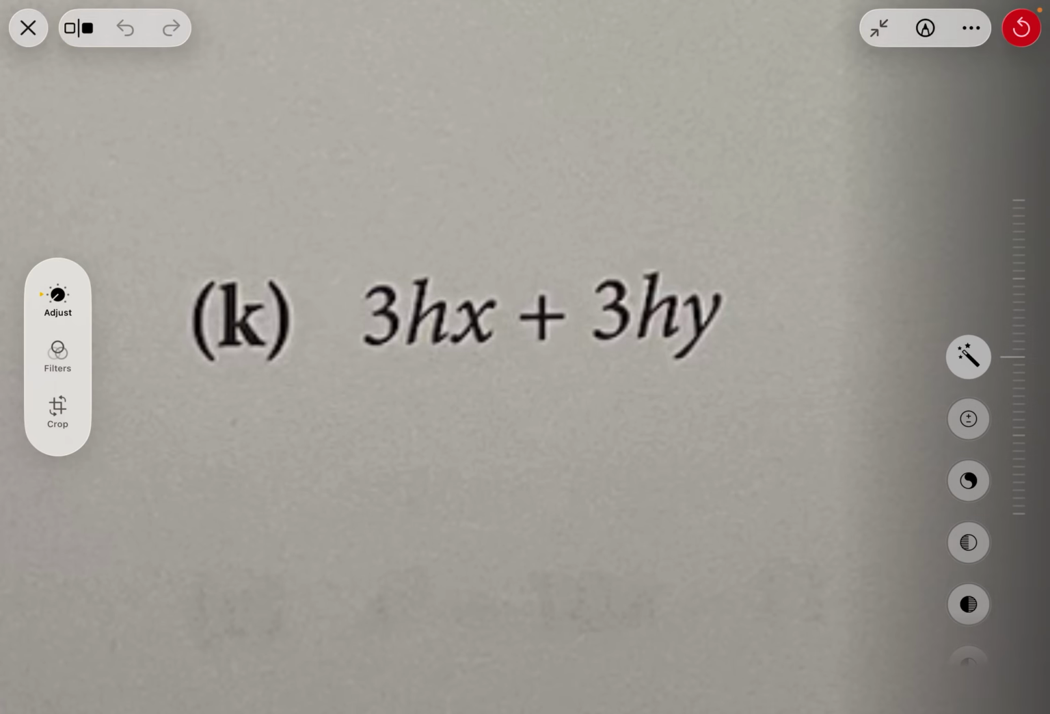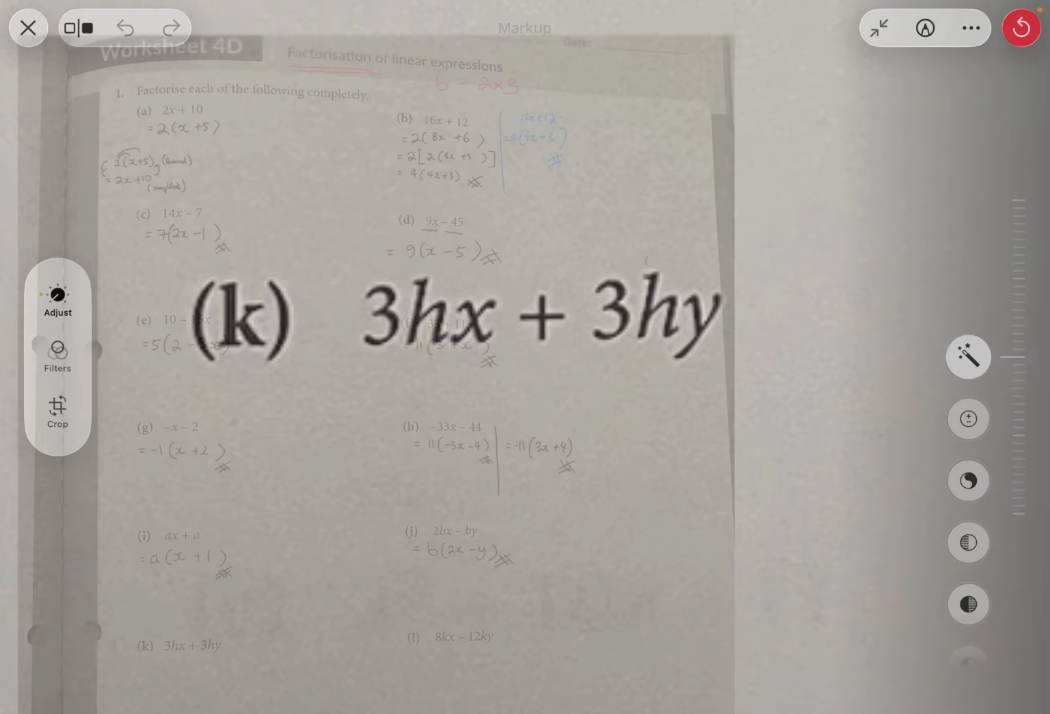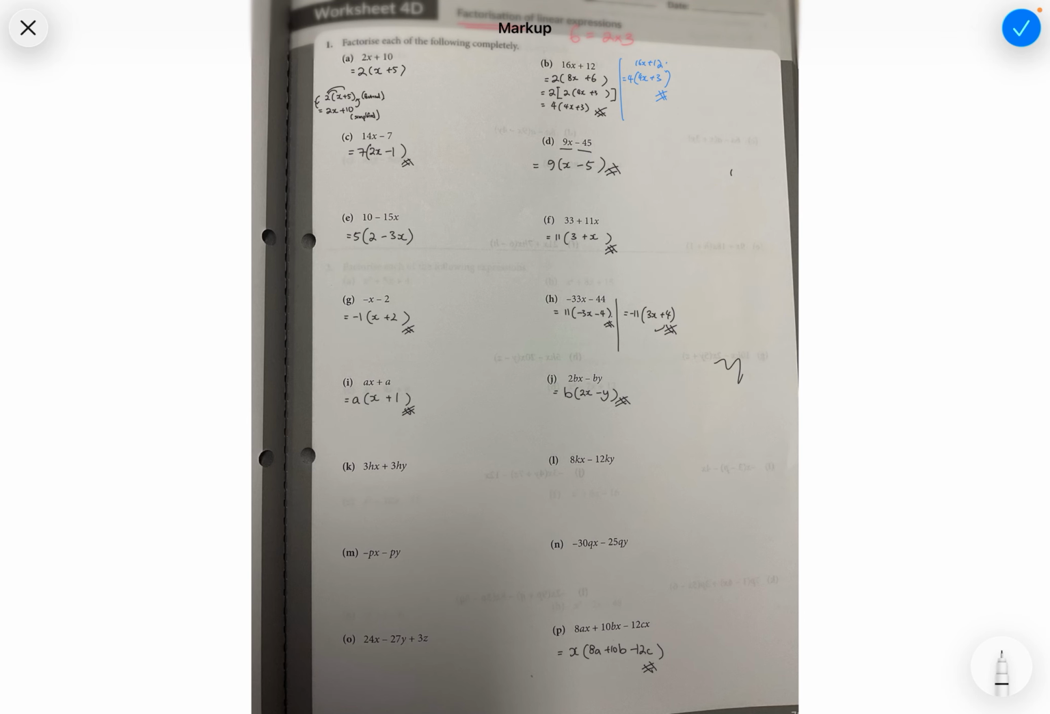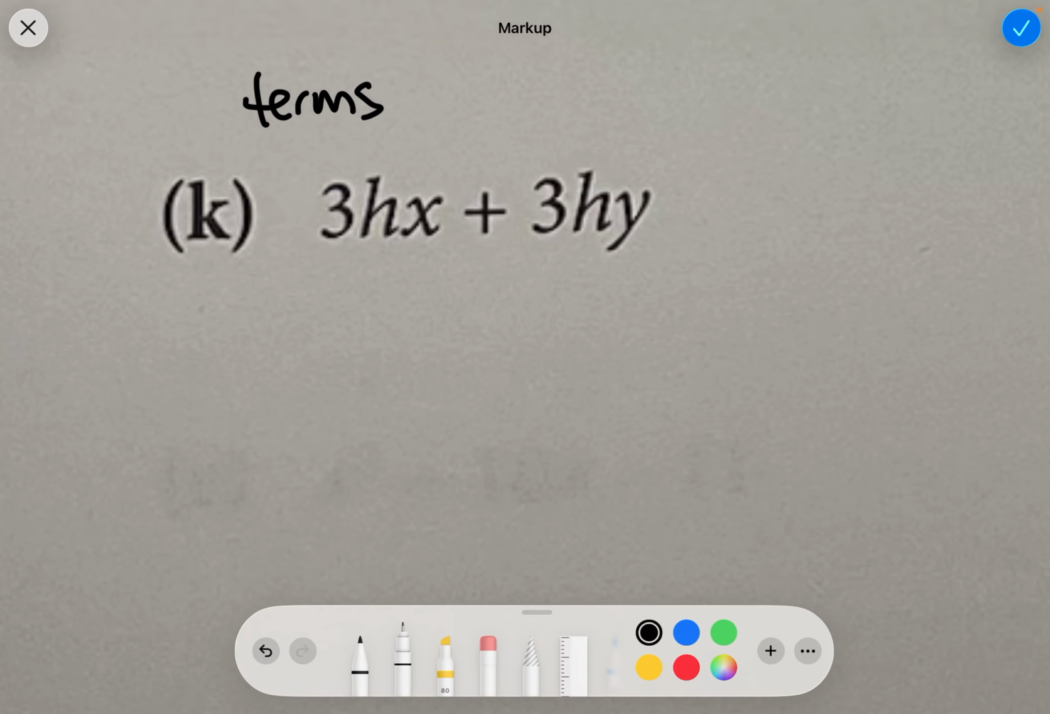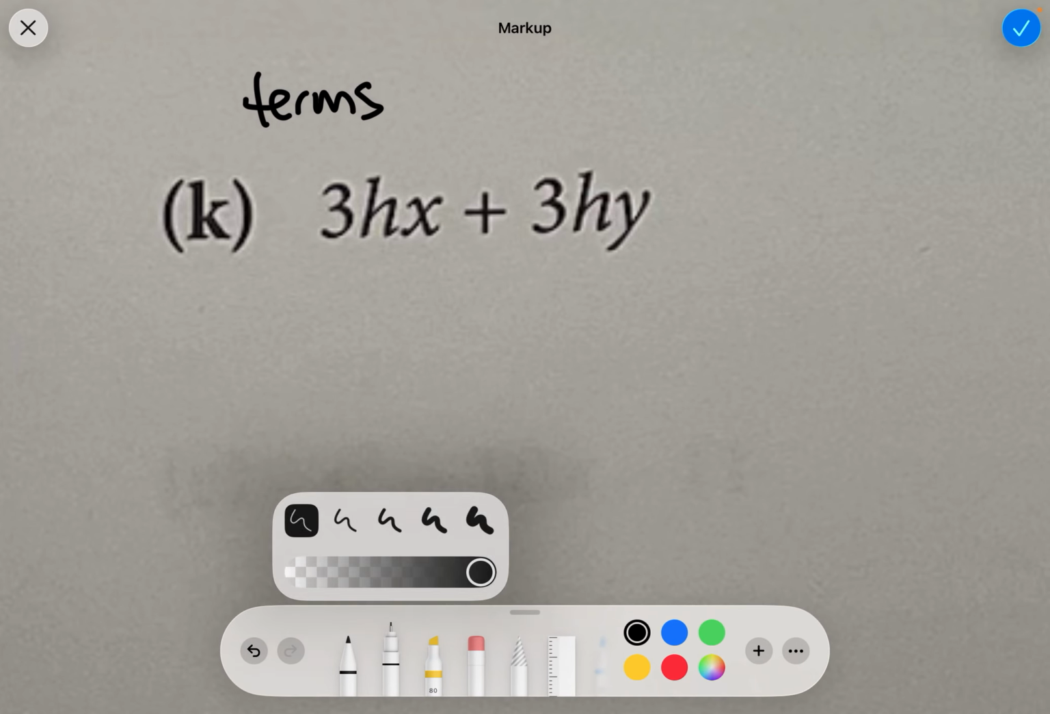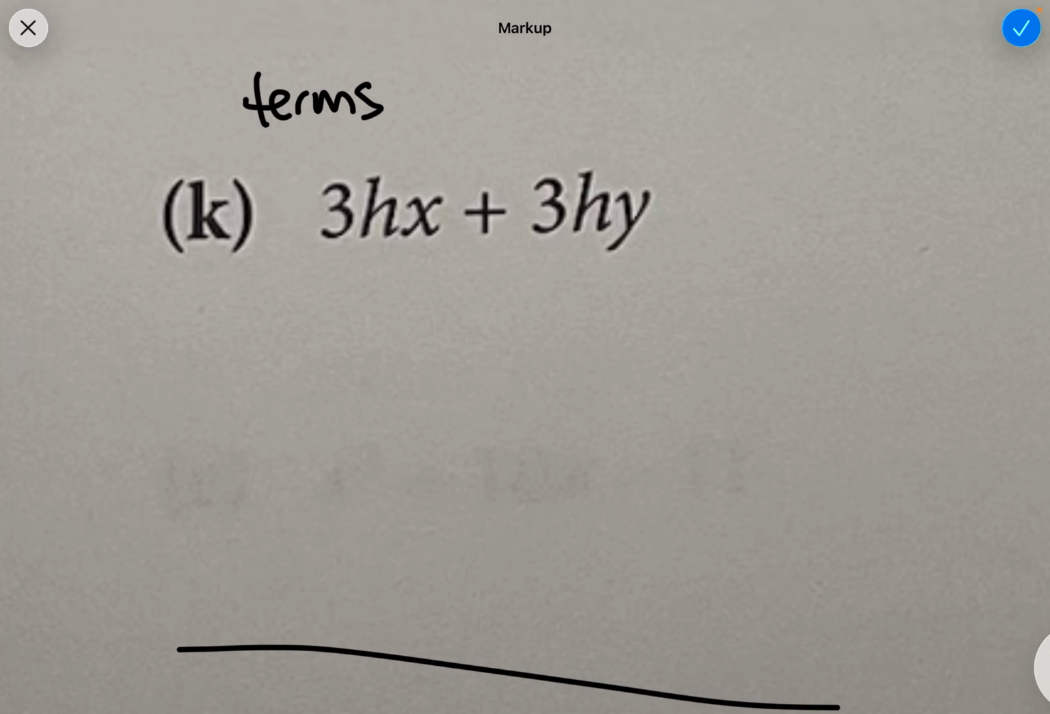Okay? So when we see this, I want to factorize this. I must start by identifying how many terms are there. Terms are separated by plus and minuses. Okay? Meaning, here got a plus. So, I have a term 3hx. I have a term 3hy. Okay? I must first know there are 2 terms.